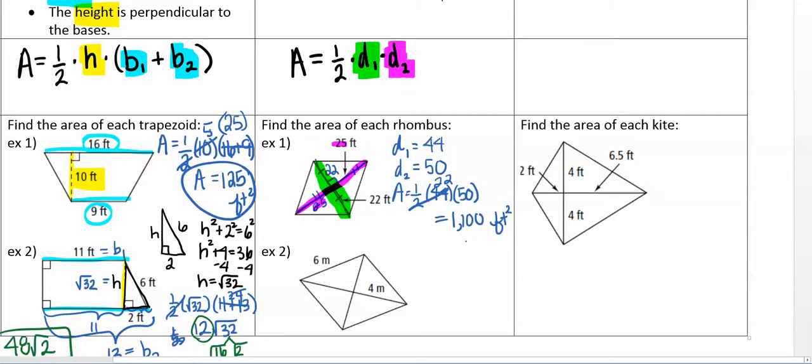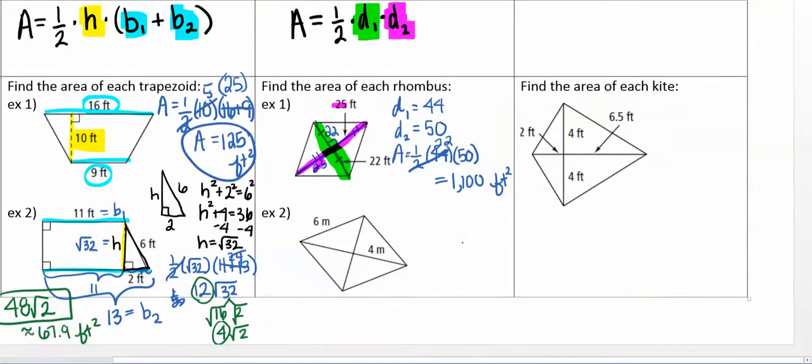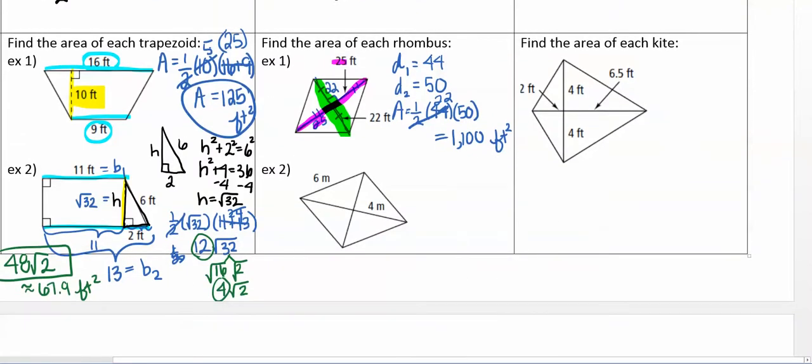Okay, example 2. Again, we're going to have to recognize all those things that we said in the beginning. The diagonals are perpendicular and they bisect each other. So already I know that this is 4. Now this one doesn't have either of them. And then they gave me a side, 6. So this side right here, 6, is absolutely useless to me. It's not used in the formula. Well, I shouldn't say it's absolutely useless.